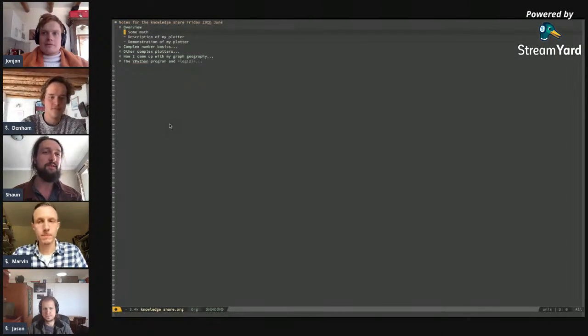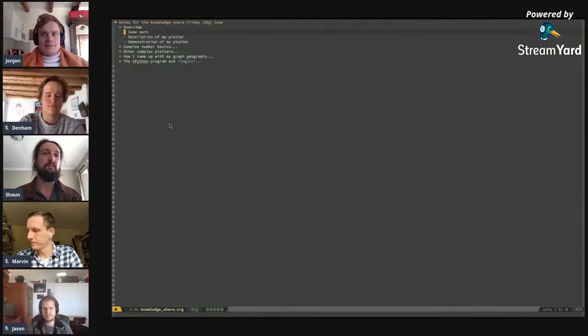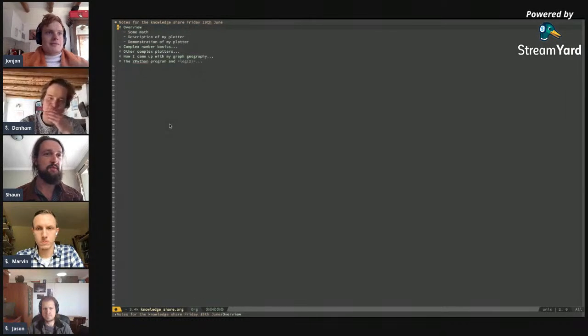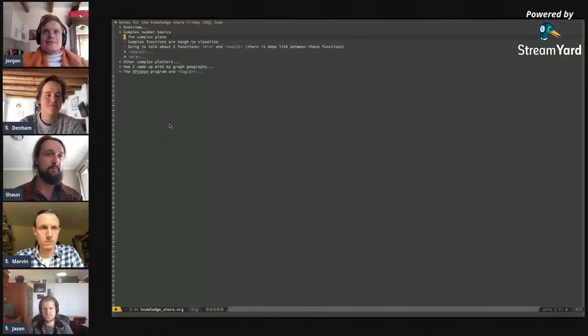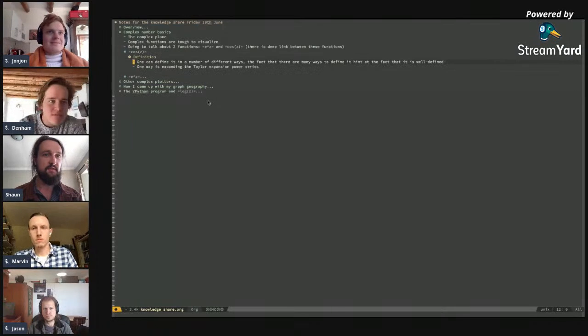So basically, I want to explain some complex functions and then show them on different complex plotters. And then finally, I'll show them on my complex plotter. So you'll see the difference between all of them. Okay, so let's go. What's the time here? Okay, 15 minutes. Let's go to cosine first.